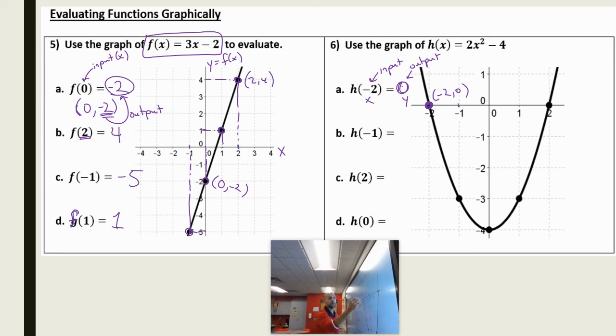So here's negative 1. Travel down to my graph. There's the ordered pair. So the y value is negative 3. Here's positive 2. The y value is 0 for that one as well. And when x equals 0, here's the ordered pair, which lies right on the y-axis, and that is at negative 4.